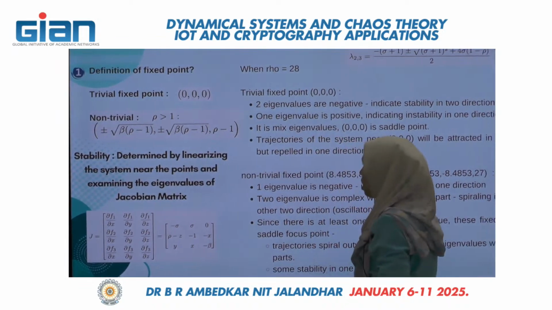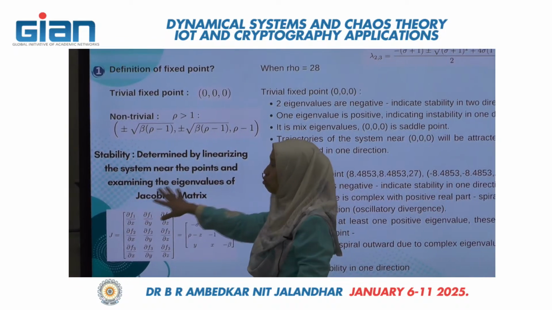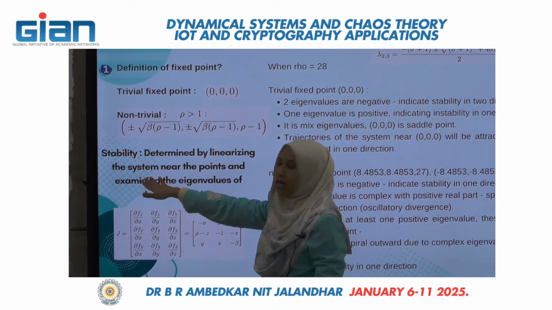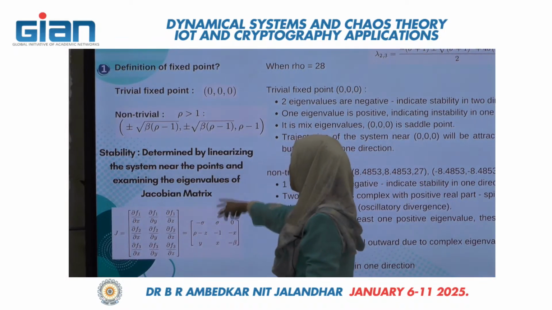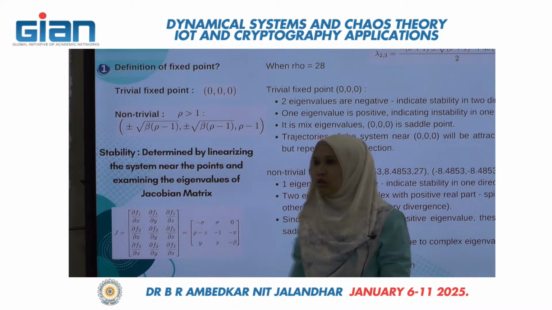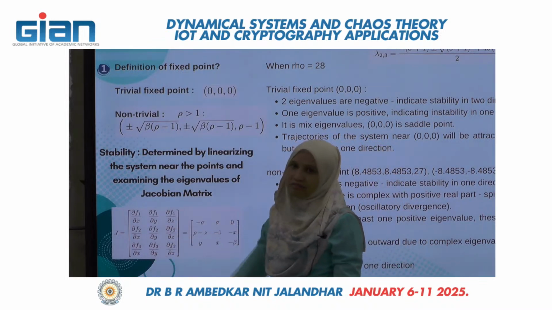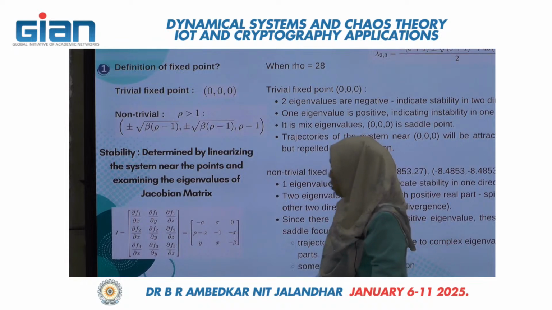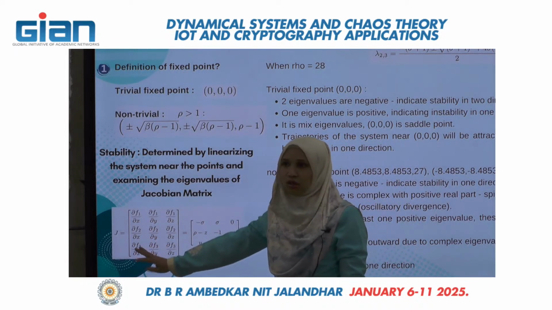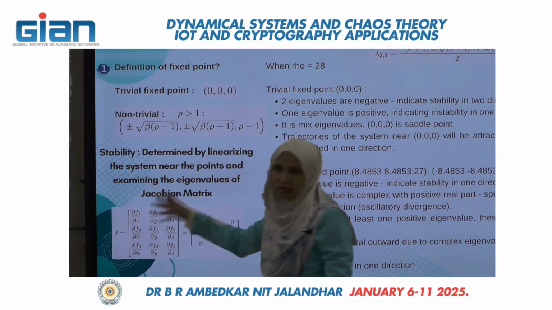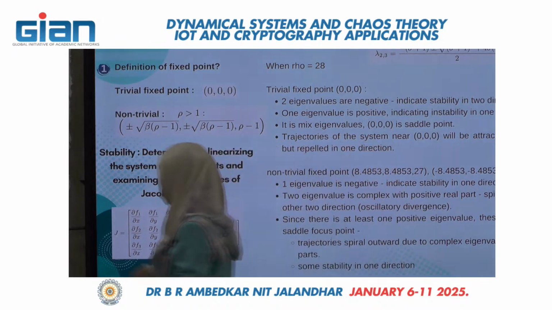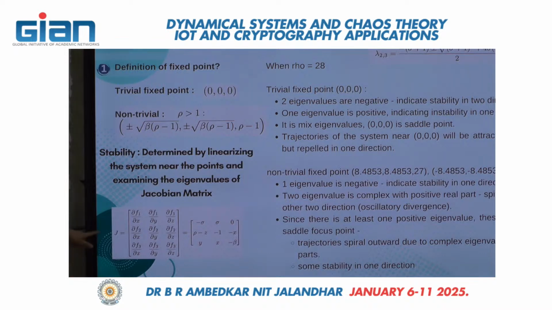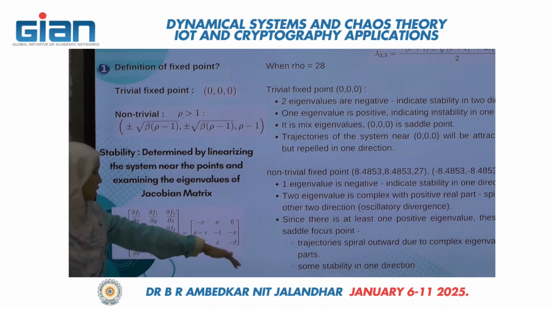Okay? So as I mentioned just now, we want to check the stability. So for stability, we need to use the Jacobian matrix, and we have to find the eigenvalues. Do you know how to find the Jacobian matrix, right? We just find the derivative with respect to each of x, y, and z. So for Lorentz, our Jacobian would be negative sigma, sigma, 0; rho minus z, negative 1, negative x; y, x, negative beta.